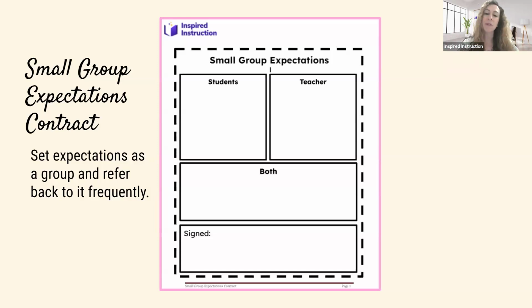This can be something that you bring with you or bring up to the students every time that you are going to be facilitating small group instruction. Remind them of this contract that they signed, that they helped put together. Because again, it's ownership over what they suggested as far as the expectations go. Refer back to it as frequently as you need to.